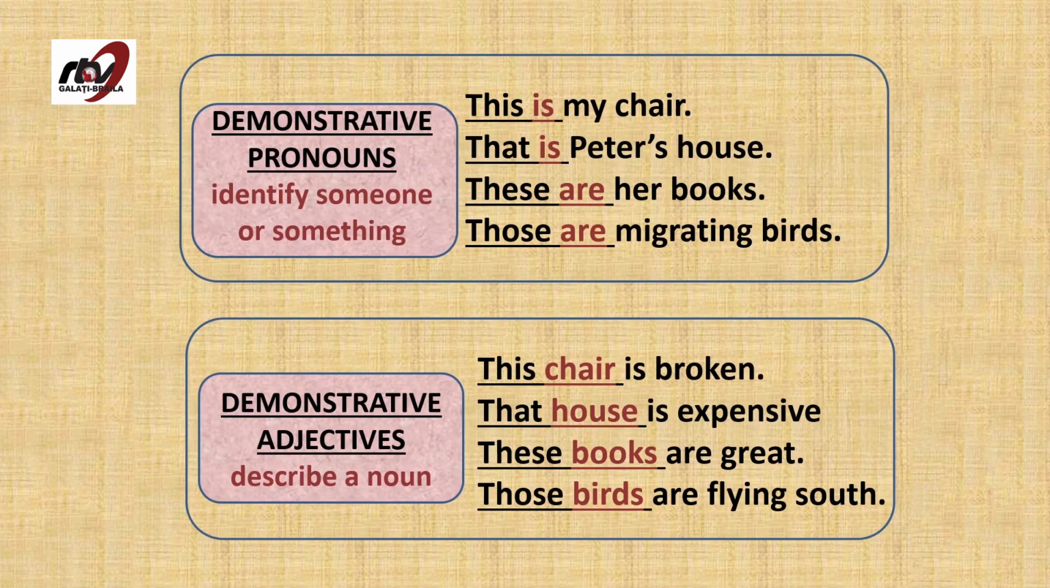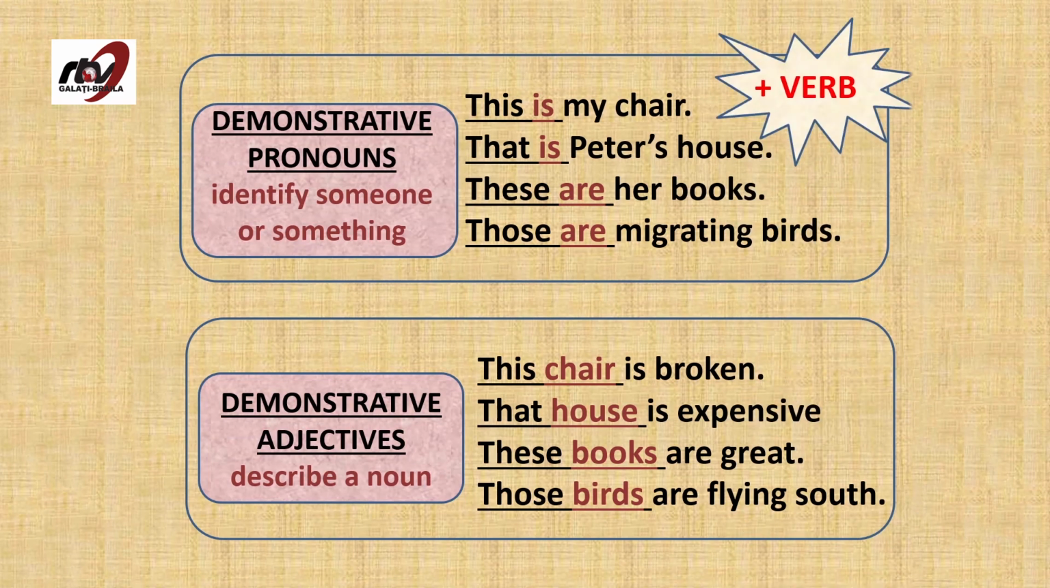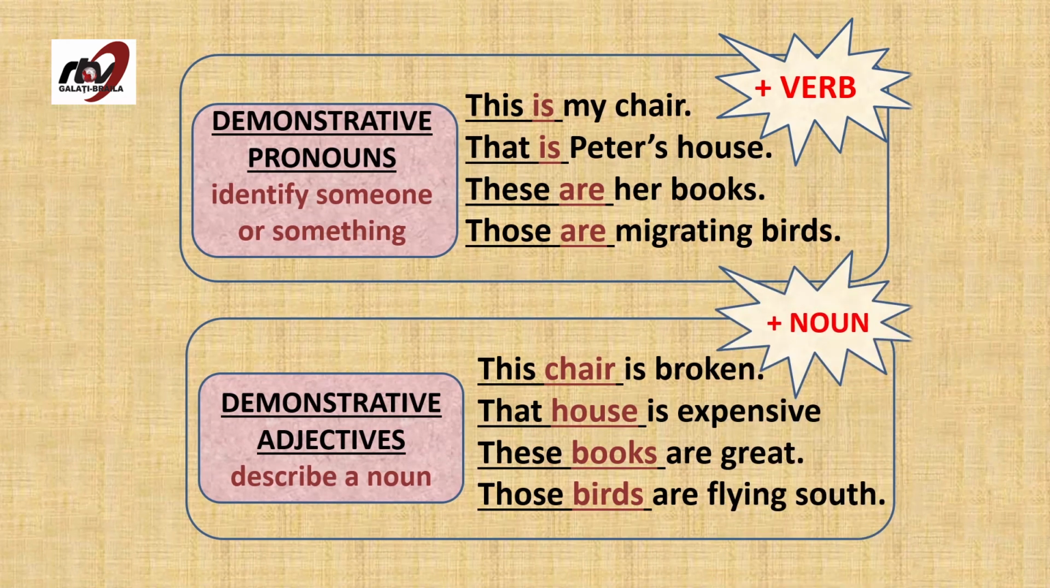Demonstrative pronouns identify someone or something. Look here. This is my chair. That is Peter's house. These are her books. Those are migrating birds. They are followed by a verb. Demonstrative adjectives describe a noun, so they are followed by a noun. This chair is broken. That house is expensive. These books are great. Those birds are flying south.